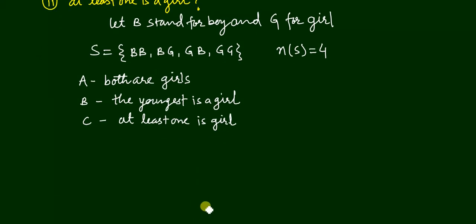Okay. So we just write the outcomes or sample points contained in each of these events. Both are girls, so it contains what? G and G. And the youngest is girl means GB and GG.